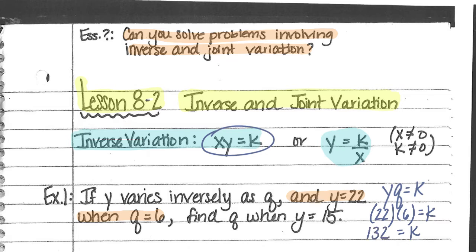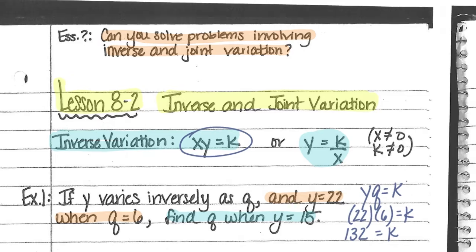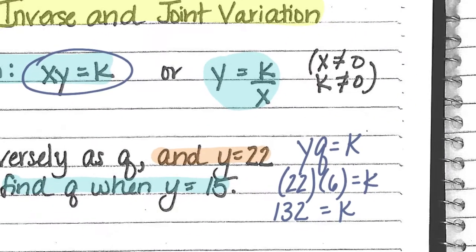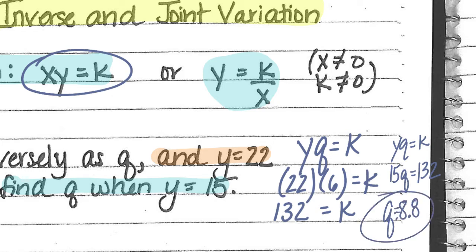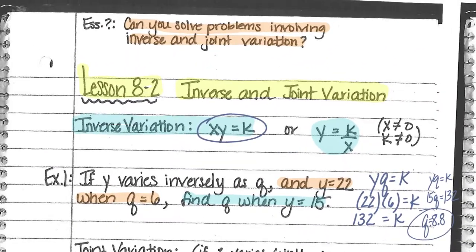And I'm going to go ahead and look at the second scenario. Find q when y equals 15. Well, remember we have yq equals k, and they're telling us to find q. We know y is 15. My constant of variation was 132. And 132 divided by 15 is going to give me 8.8. So my answer for number 1 is 8.8.